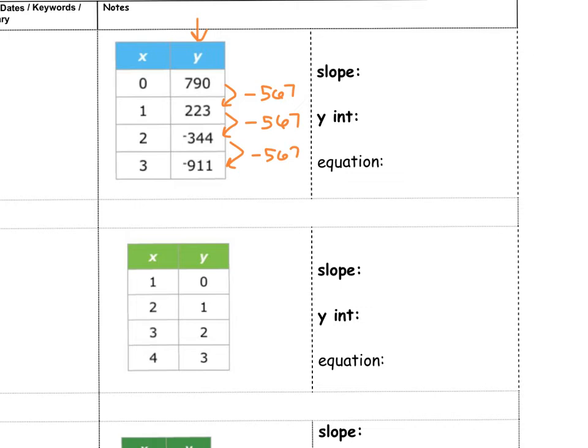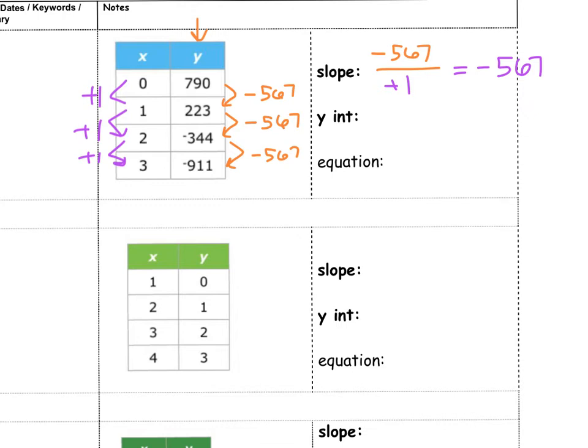Now that I know the change of my y is negative 567, I now need to figure out the change of my x values. 0 to 1, add 1. 1 to 2, add 1. 2 to 3, add 1. My change in my x values was adding 1. Negative 567 over positive 1 simplifies to negative 567.